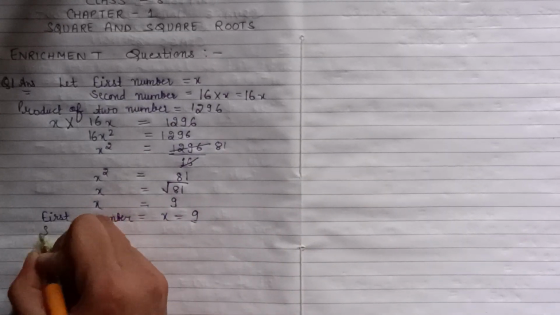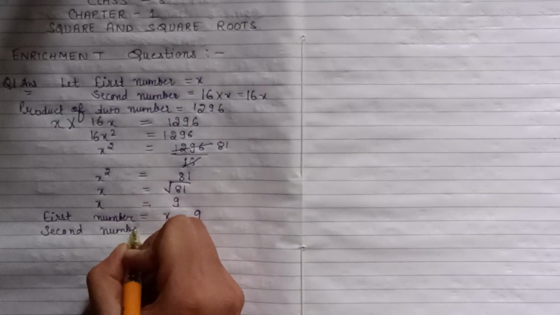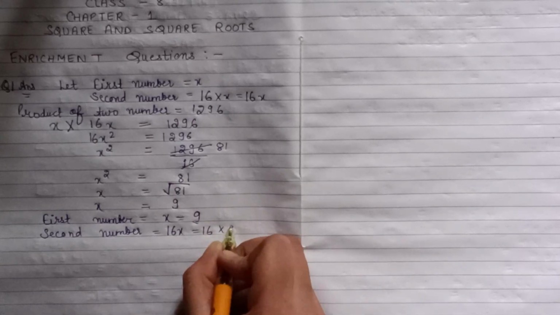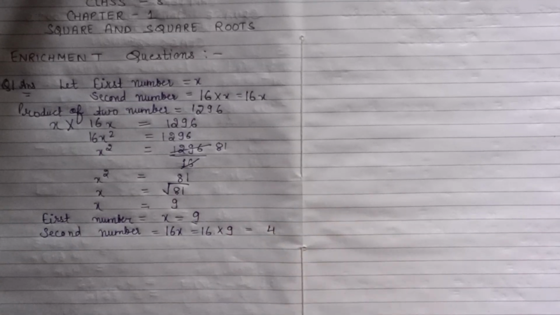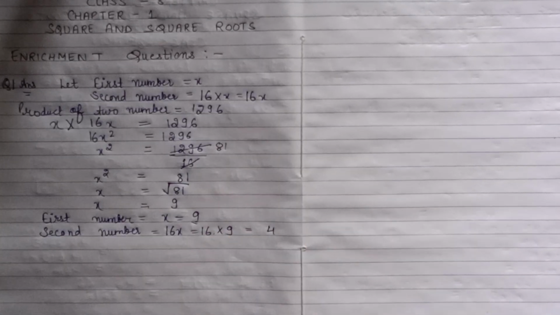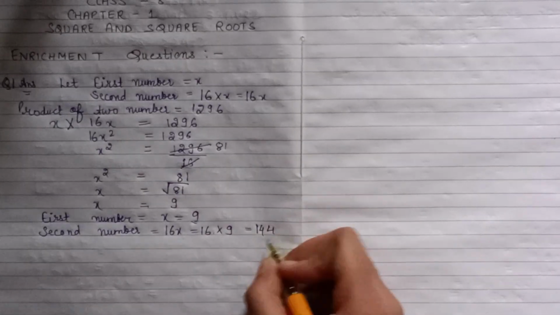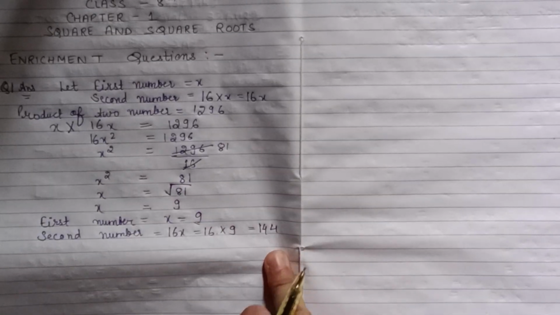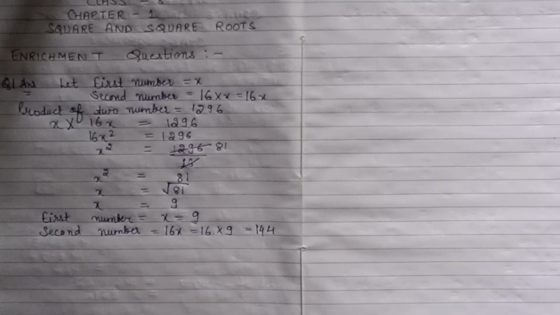Now I write here second number is equal to 16x, which is 16 multiplied by 9. 9 6s are 54, 4 here, 5 is the carry, and 9 1s are 9, 9 plus 5 is equal to 14. So here our answer is: first number is equal to 9 and second number is equal to 144. 9 and 144 are the answer of this question.